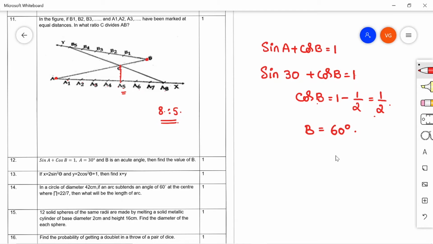Coming to the marking scheme, for question number 11, directly for writing the answer, you will get 1 mark here straight away. For question number 12, finding sin 30 as half, you will get half mark. And finding the angle B is equal to 60 degree, you can get another half mark here.